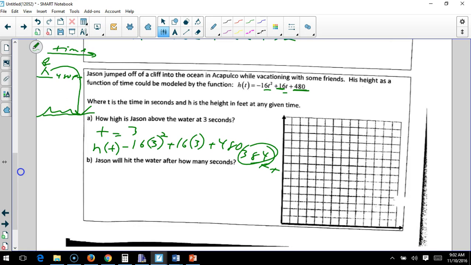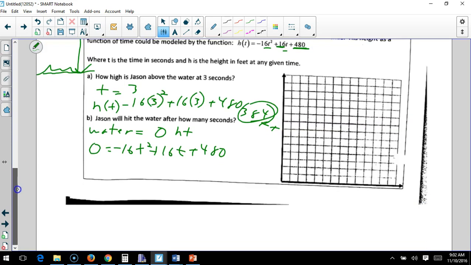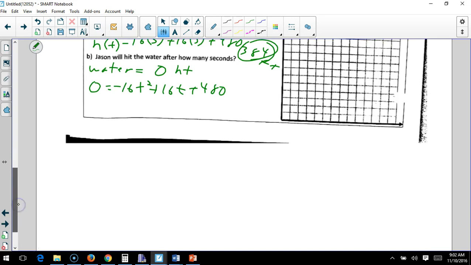Now, Jason will hit the water after how many seconds? Well, the water is 0 height. So that means we're putting a 0 here. We're trying to find out when he is going to hit 0. So now we're factoring. With these huge numbers, I would highly suggest using the ABC method. But I would also see if I could reduce first.